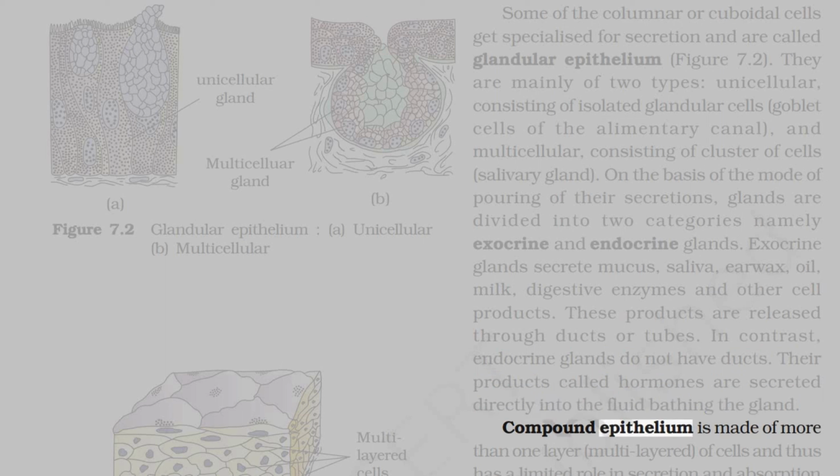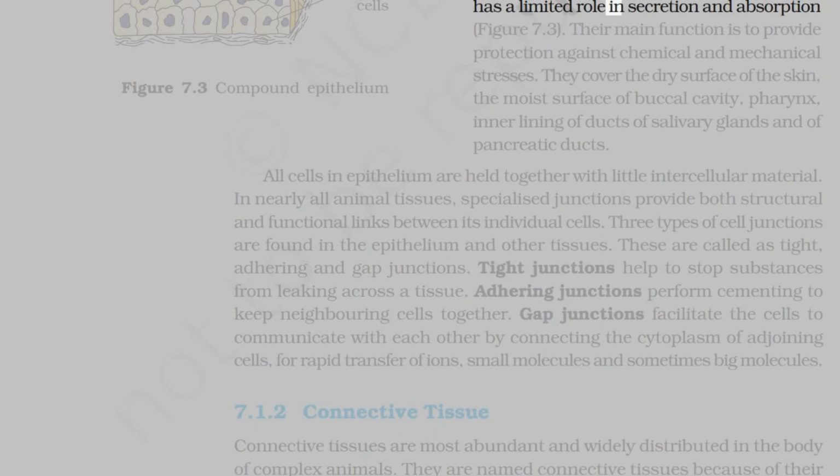Compound epithelium is made of more than one layer, multilayered, of cells and thus has a limited role in secretion and absorption, figure 7.3. Their main function is to provide protection against chemical and mechanical stresses. They cover the dry surface of the skin, the moist surface of buccal cavity, pharynx, inner lining of ducts of salivary glands and of pancreatic ducts.